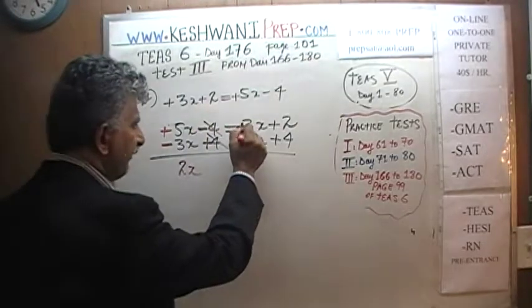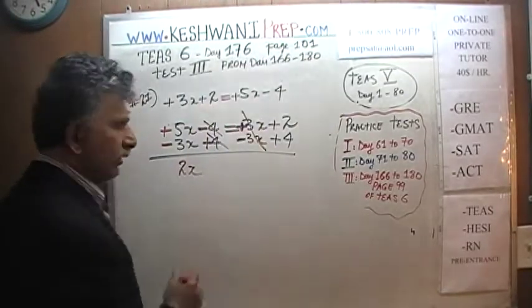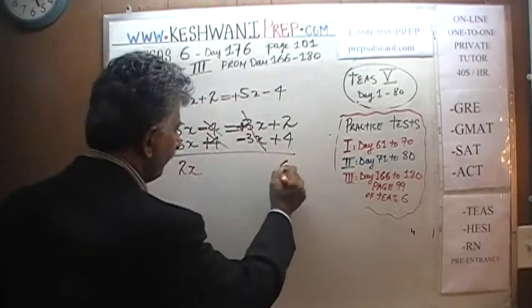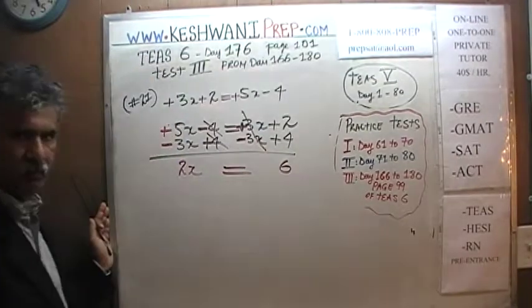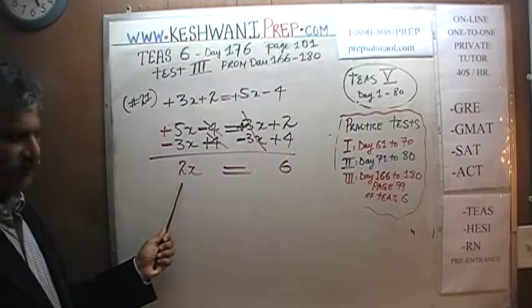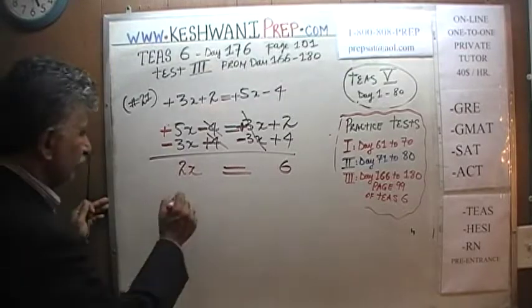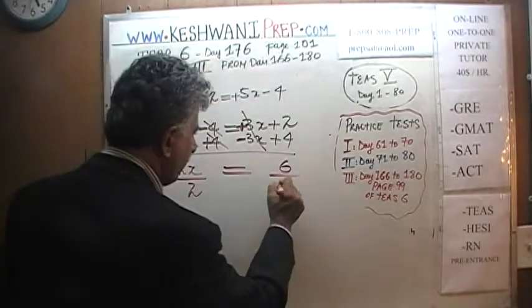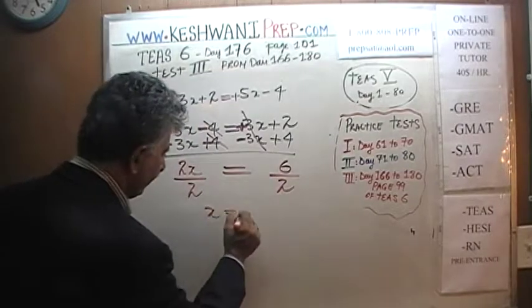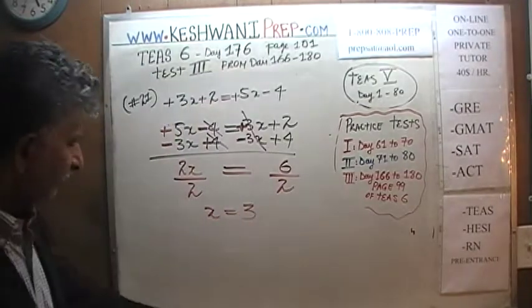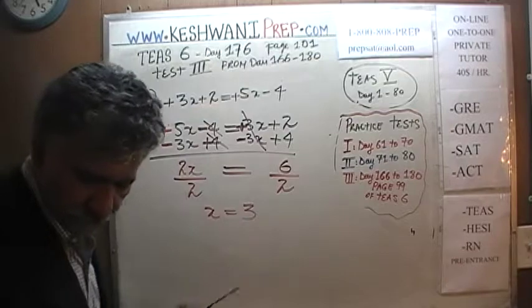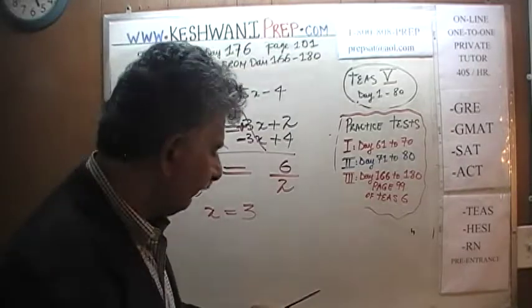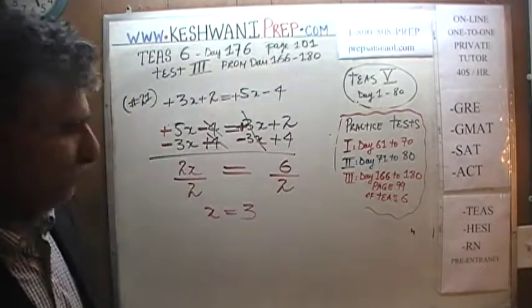Similarly here, a positive 3x and a negative 3x are going to kill each other. And we end up with a 6 here, with the equal sign in the middle. We don't want to find out what 2x is, we want to find out what x is. So divide both sides by 2. And we find out that x equals 3. If you like, it only takes 5-10 seconds to actually verify your answer.